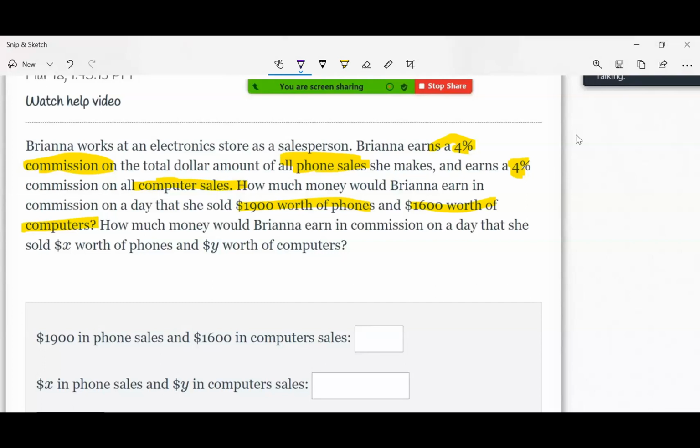Commission is usually something salespeople earn, and it's an incentive to sell more. So they get basically extra money if they sell more stuff. For this situation, she earns a 4% commission on however many cell phone sales she makes. It says phone sales, so I'm assuming cell phones. You add up how much she made on cell phone sales, and then she gets to take 4% of that home, usually just added to her paycheck.